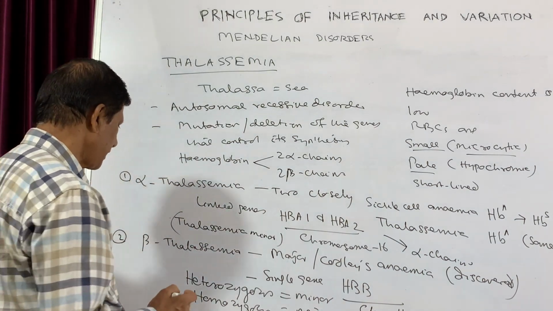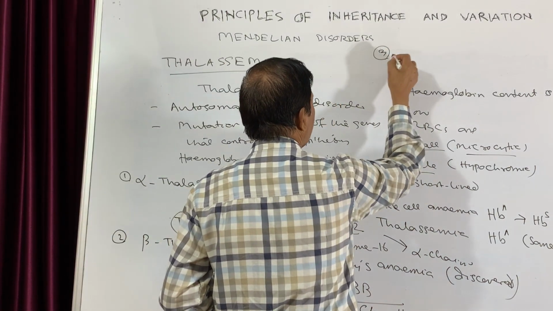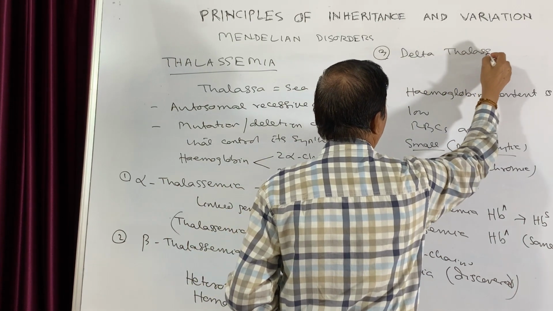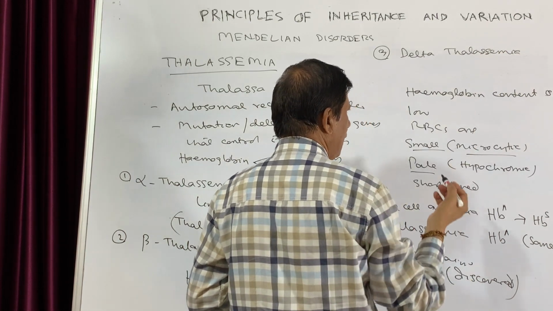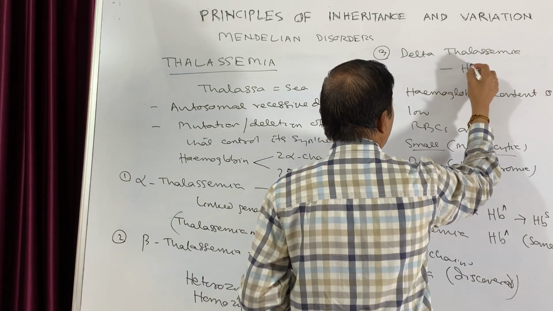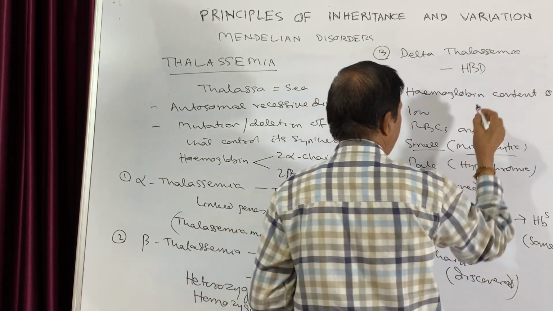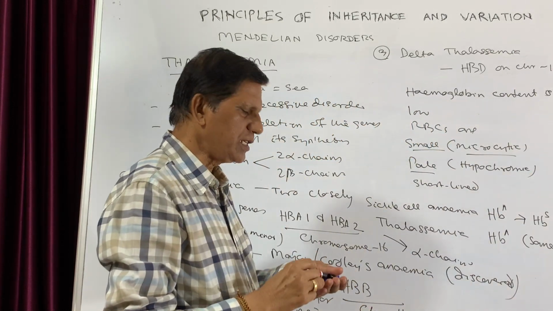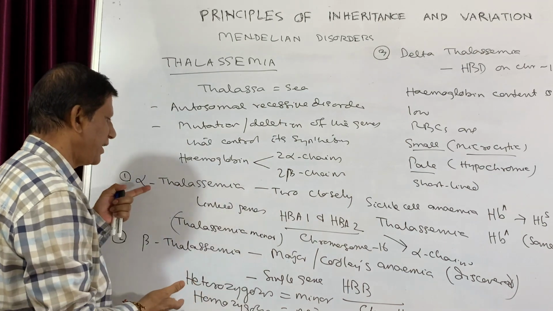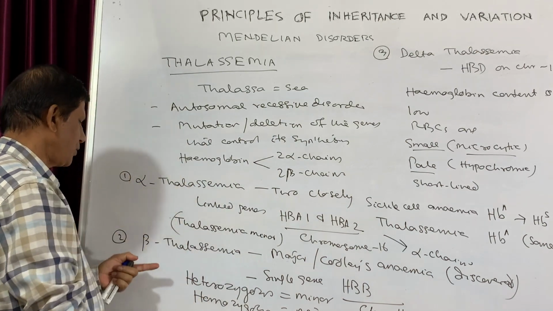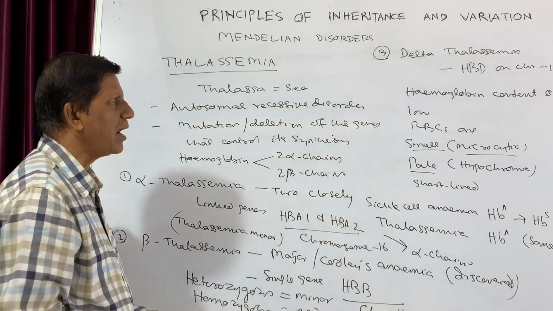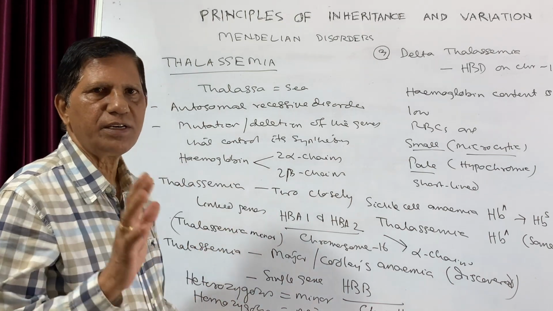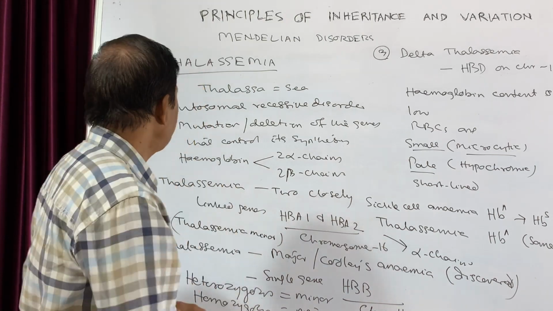But there is also sometimes a third type, known as delta thalassemia. This is also due to a gene, that is HBD, and this is present on chromosome number 11. But this is very rare, while these two are very common, and out of these two, beta thalassemia is more dangerous, and all these are caused due to autosomal recessive disorders. So this is about thalassemia.